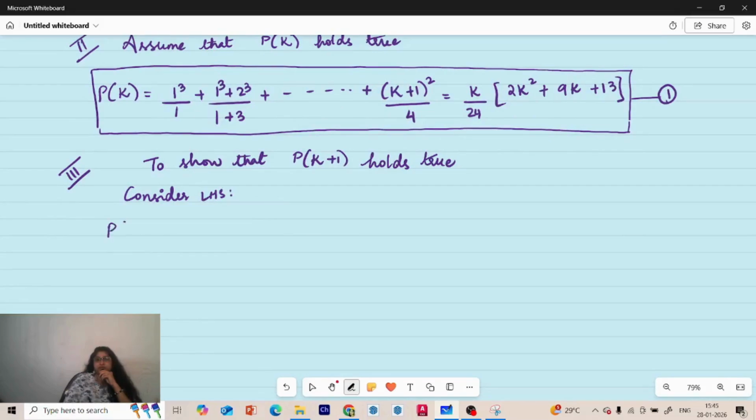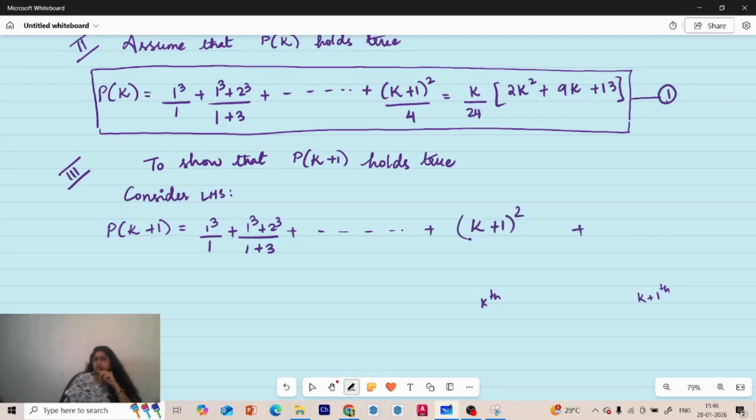P of k plus 1 will be equal to 1 cube by 1 plus 1 cube plus 2 cube by 1 plus 3 అంటే ఏంటి, అండ్ సో ఆన్. ఇక్కడ ఒక kth టర్మ్ రావాలి, ప్లస్ ఒక k plus 1th టర్మ్ కూడా రావాలి కదా. k plus 1 ముందు k వస్తుంది కదా, సో విల్ రైట్ ద kth టర్మ్ and then the k plus 1th term. What is the kth term? K plus 1 whole square by 4.